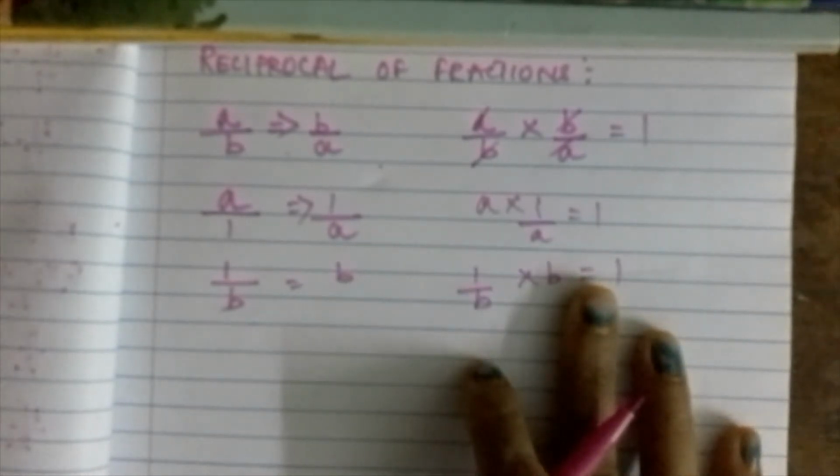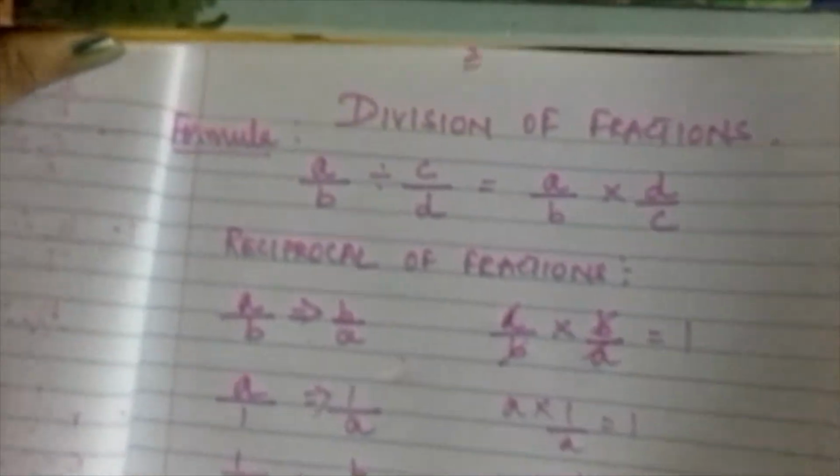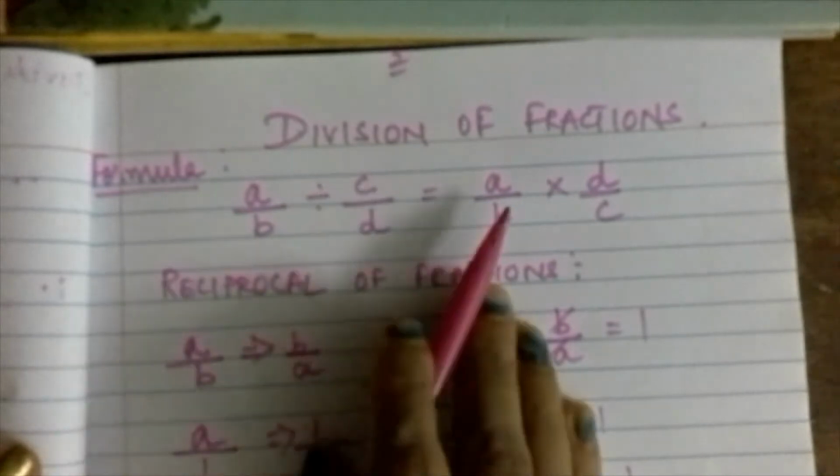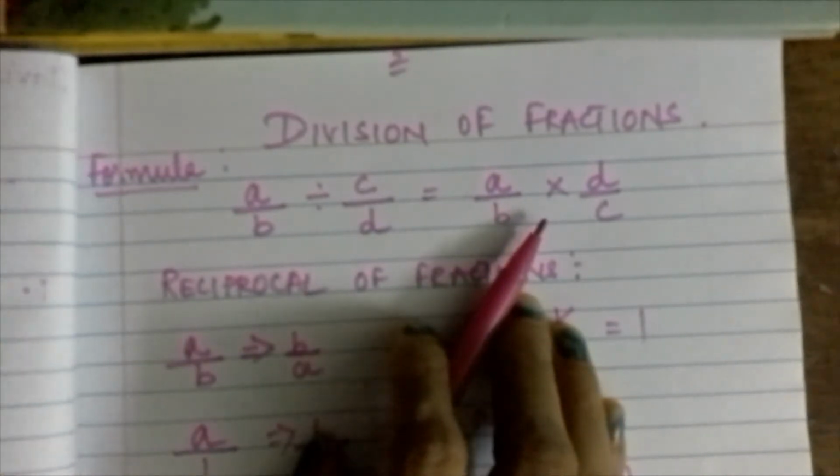Now I'm going to explain why we convert the given division into multiplication. What is division? a by b divided by c by d. Doing normal division itself is slightly complicated when you take larger numbers, so imagine dividing two fractions. To avoid all these complications, we are going to convert this into a multiplication.